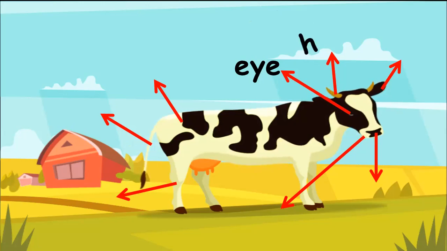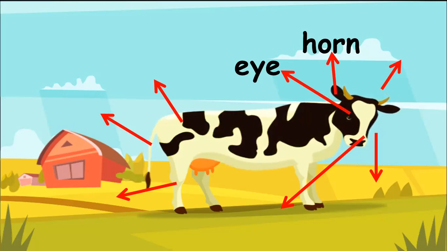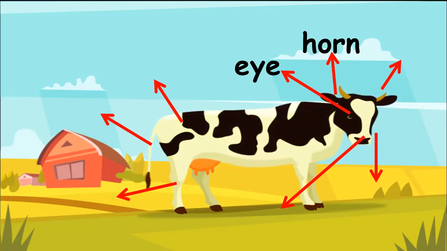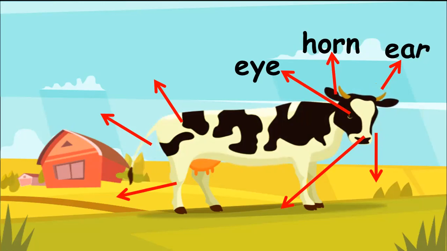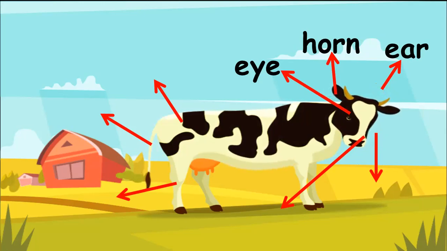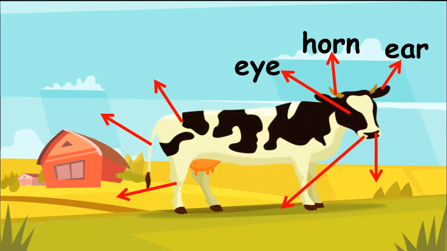That is horn. Everybody say horn. Very good. Okay. Next we have, what do you call this body part of the cow? We call it as, very good. It's an ear. Okay. Everybody say ear. Okay. Very good. Next, what do you call this body part of the cow? Okay. It's a nose.